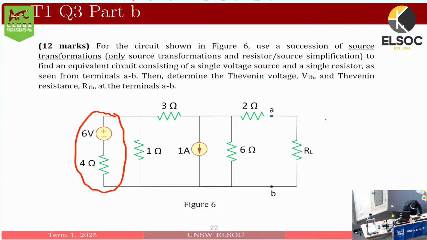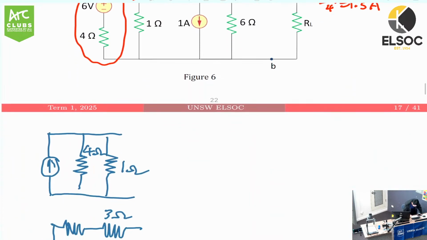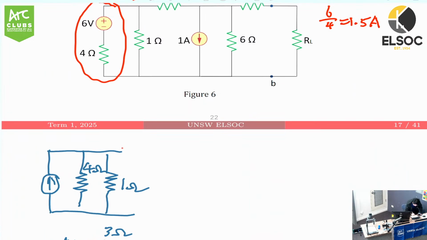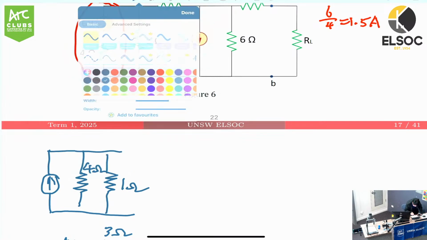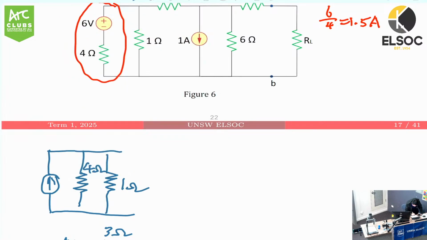We can replace it with a current source of 6 over 4 equals 1.5 amp in parallel with a 4 ohm resistor. So we arrive at this network here. And then the 4 ohm and the 1 ohm will be in parallel. We can again simplify them now.